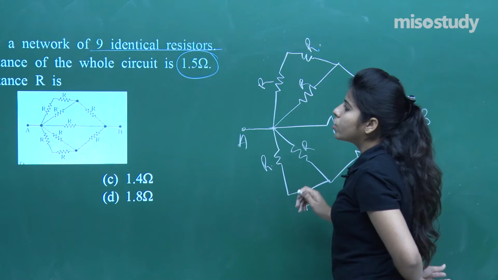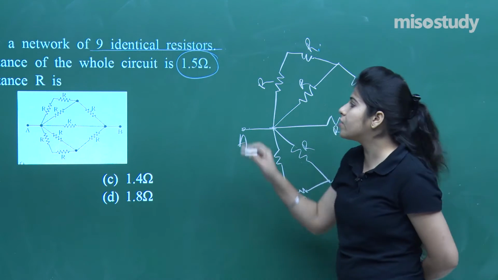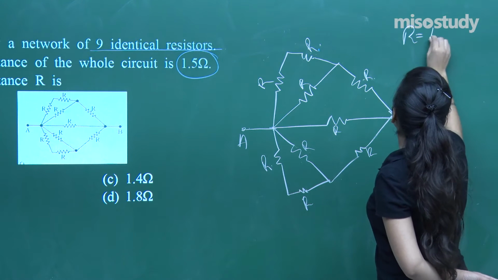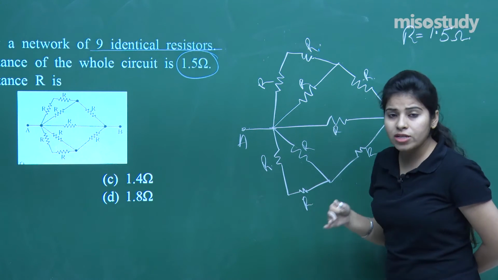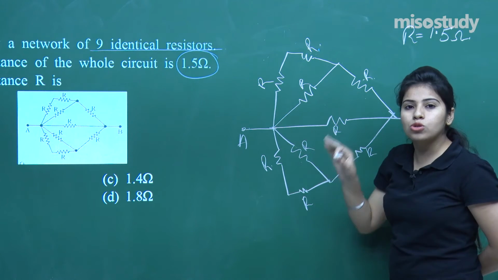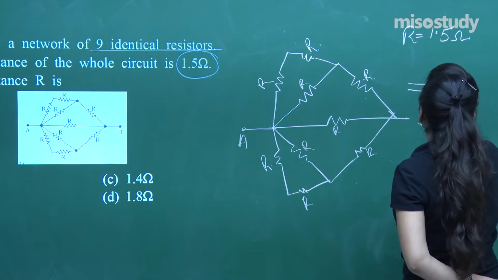Okay, so here what have been given, the total resistance of the whole circuit has been given as 1.5 ohm. First of all, what we will do, we will be solving it step by step. So let me just simplify this circuit.